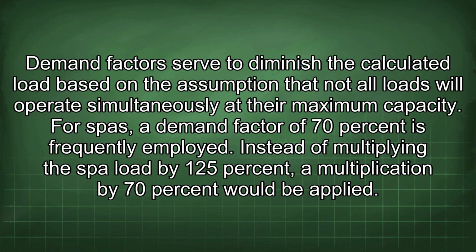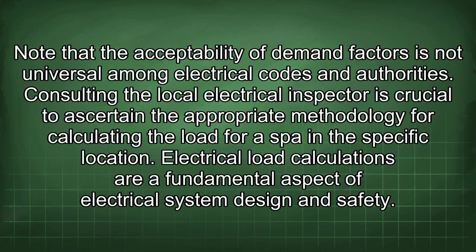Demand factors serve to diminish the calculated load based on the assumption that not all loads will operate simultaneously at their maximum capacity. For SPOs, a demand factor of 70% is frequently employed. Instead of multiplying the SPO load by 125%, a multiplication by 70% would be applied. Note that the acceptability of demand factors is not universal among electrical codes and authorities.